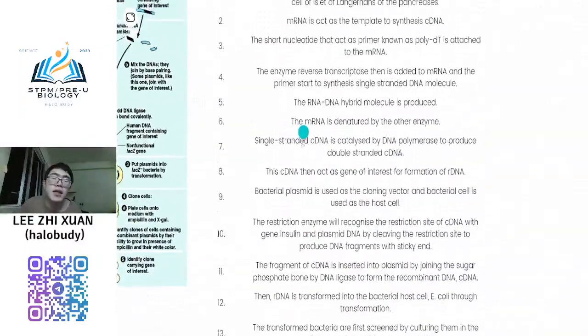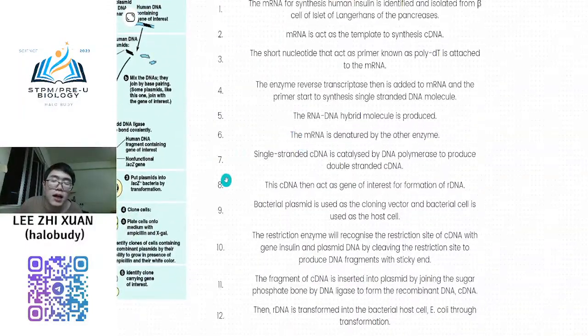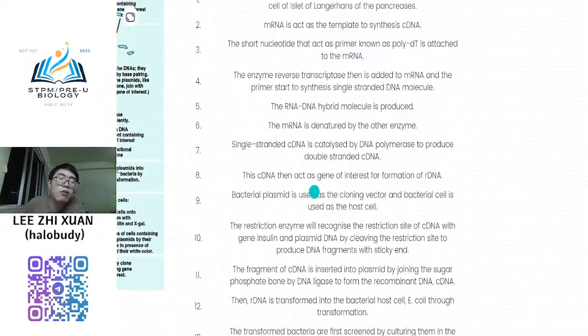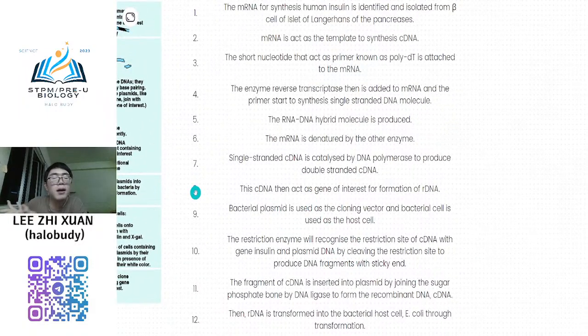So this is the first step until the eighth step. Step number 1 to number 8 is just to mention the cDNA synthesis, so that the cDNA can act as the gene of interest. Belum sentuh about the process in genetic engineering. So kalau awak skip ni proses, memang markah awak hilang terus lah.